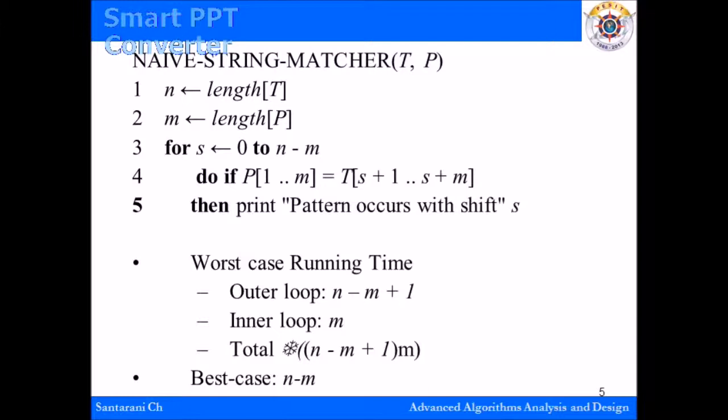The worst case running time for this naive string matching algorithm is as follows: the outer loop will run for n minus m plus 1 times, and the inner loop runs m times, that is the length of the pattern, since each character in the pattern is compared with its character in the text. So totally it becomes n minus m plus 1 times m. The best case is n minus m when the pattern occurs in the first loop itself.